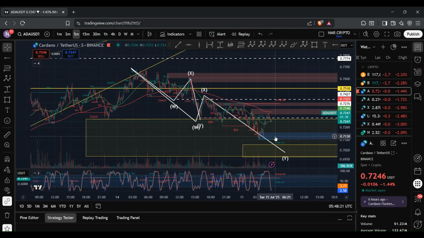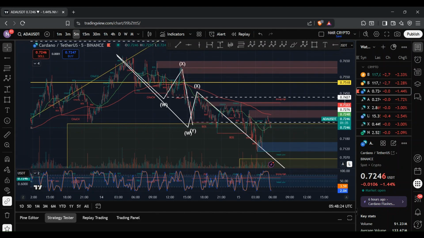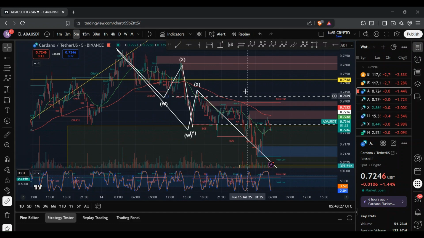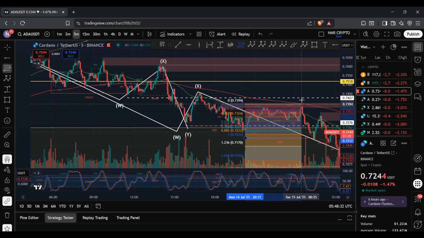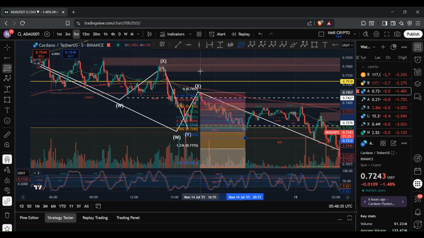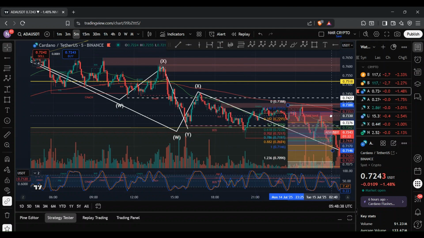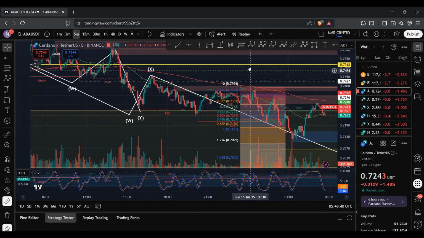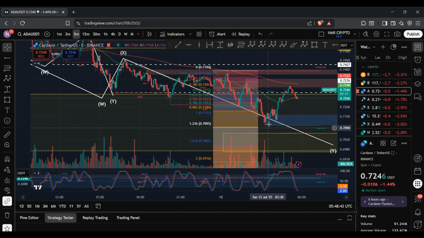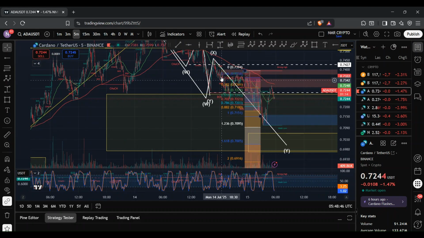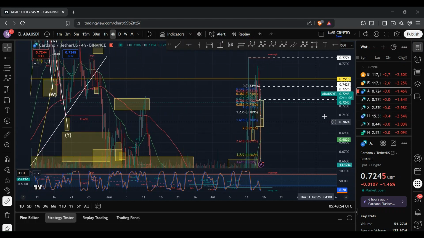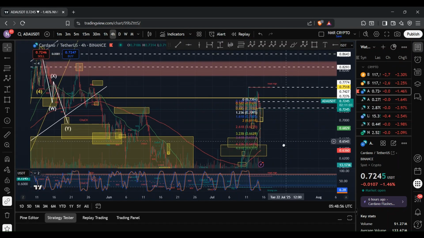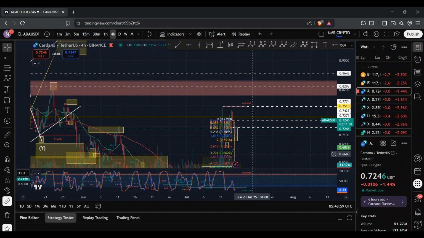So if I remove this and check to see what's taking place within this Y wave, again here we have this WXY structure. So if I bring in a fib tool, here you can see that we ended up tapping into that region. And so once again, it's possible that this structure is now complete and we see that push to the upside. And despite this corrective move that we're witnessing at the moment, I'm still bullish. I'm still looking out for a continuation to the upside where we could breach past the 80 cent mark.